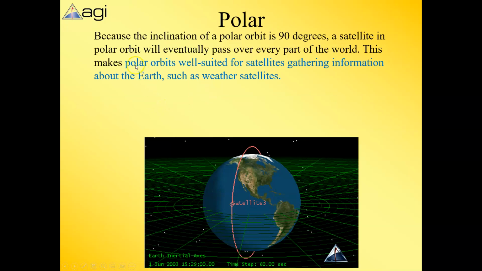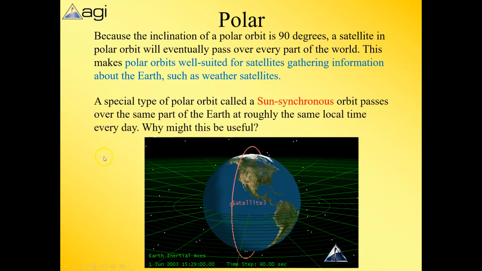We also have a polar orbit. And so this orbit is going to be 90 degrees to the equator. And so a satellite in a polar orbit will eventually pass over every part of the world. So this makes polar orbits well suited for satellites gathering information about the Earth, such as weather satellites. And a special type of polar orbit is called a sun-synchronous orbit, which passes over the same part of the Earth at roughly the same local time every day. And so, why would this be useful? Well, you could see changes in those areas as you go through time to see what things are going on. And that would give you important data that would allow you to maybe take some action.